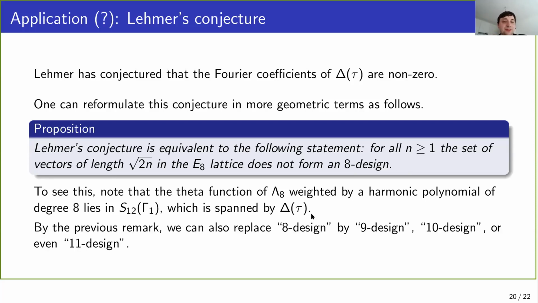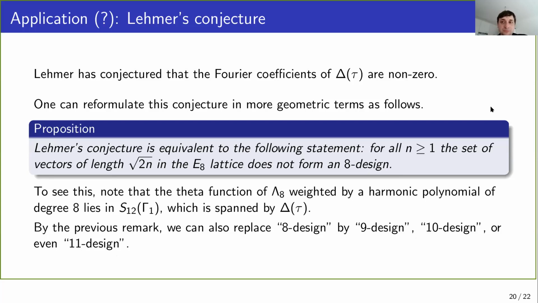And in fact, because it's not just a 7 design, but a 7.5 design, whenever all the harmonic polynomials of degree 8 vanish when you average over a set of points in the E8 lattice, also the 9, 10, and 11 design goes through. So it doesn't really matter. I mean, all these conditions are equivalent. But as far as I know, no one expects to have any coefficients which are 0.